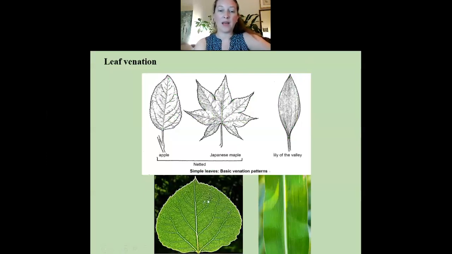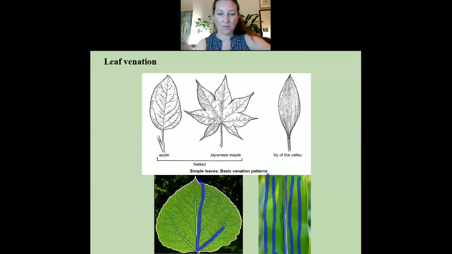So the leaf on the bottom left has a netted venation pattern. The leaf on the bottom right has a parallel venation pattern. So here you go, here's the midrib. Here is that midrib, right? And look, all of the veins go parallel down this leaf. It's an example of parallel venation. Whereas this leaf over here has that net-like venation, right? Not parallel, net-like.